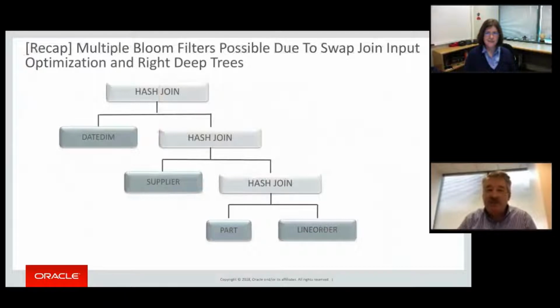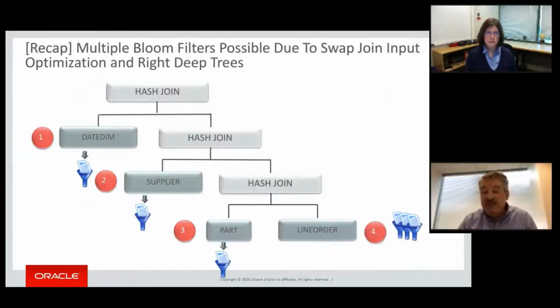swap the join inputs and do a right deep tree. Traditionally, Oracle will do left deep trees, and you can certainly go look that up on Google and search for right deep trees. The gist of it, though, is that now we can actually pre-scan the dimension tables without having to actually perform the actual join. So in this case, we can scan the date dimension table, create our hash table in the PGA, and create a Bloom filter. And we can do this multiple times. So we can do this for the supplier table, and we can also do this for the part table.